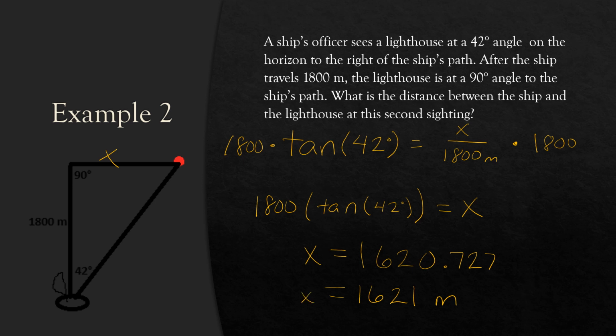Now, does that number make sense? When I come back over and look at my picture, this side was 1,800. So this side should be a fairly large number. 1621 does make sense. If I had gotten a decimal number there, it would not have made sense in my picture. Make sure that you're using common sense to double check and make sure that your answer is in the right ballpark when you're doing these problems.